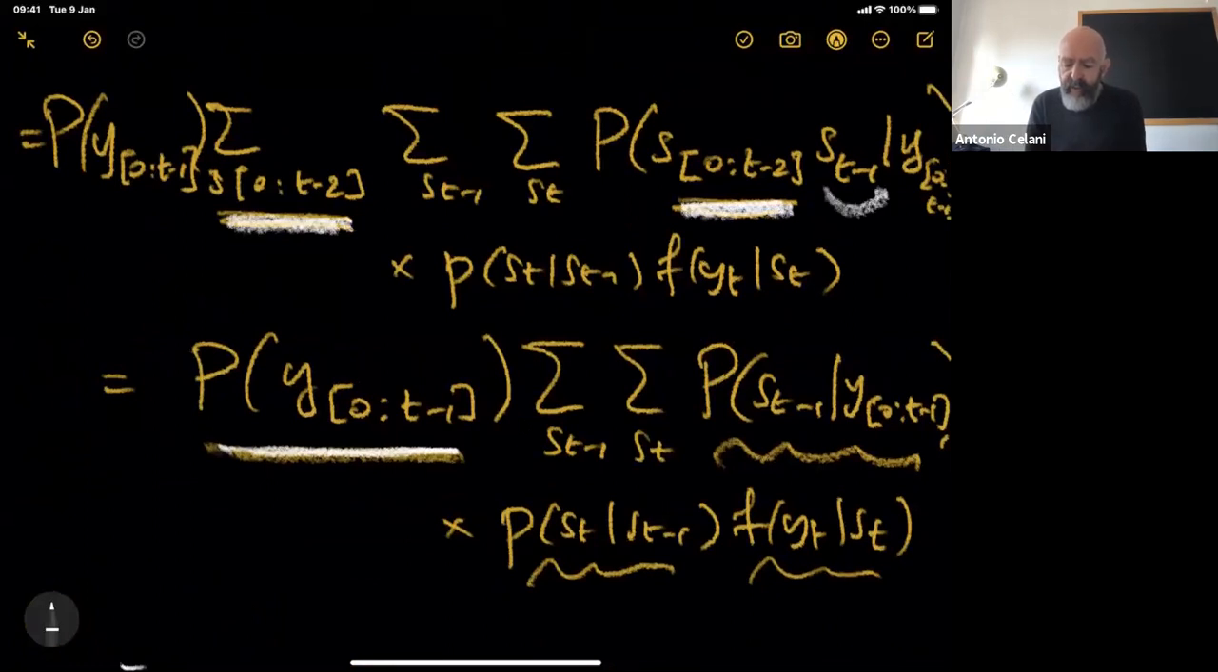Last step t minus 1 and all the previous steps. But now we are summing all of them, so we're taking the marginal. So this object here is the marginal of the one here. Okay, thank you.